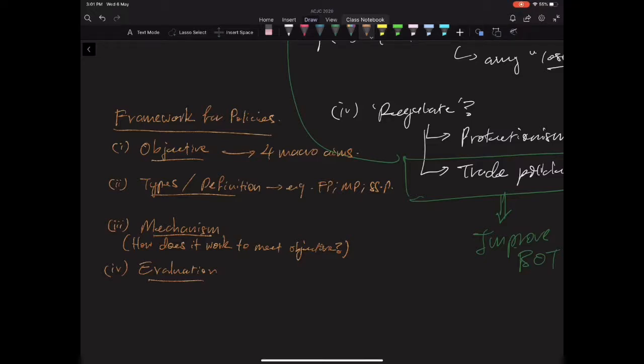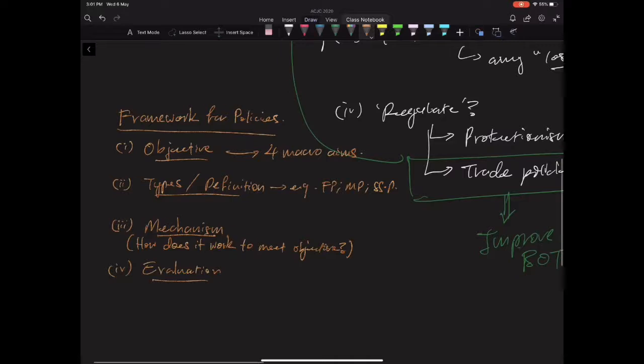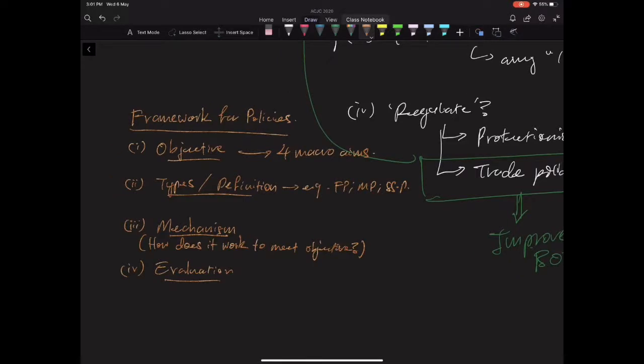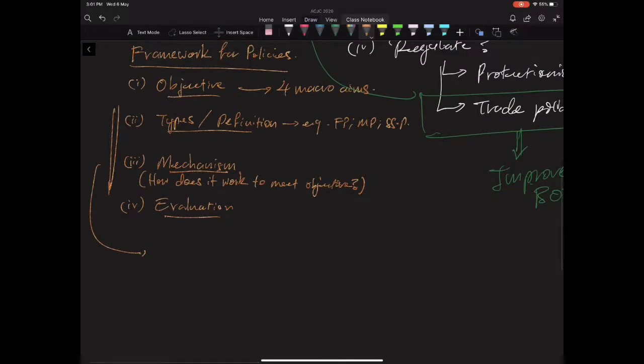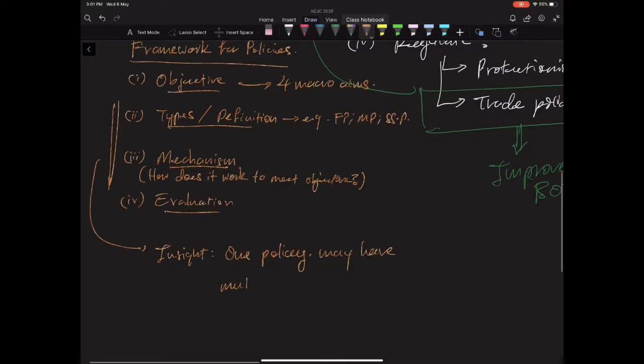And then you need to know the mechanism. How do the policies achieve the goal that they are aiming for? And of course, you need to know how to evaluate the policies. So the point I want to make is this. This is the insight that you should have to help you avoid any confusion. The insight is this, that one policy may have multiple impacts.